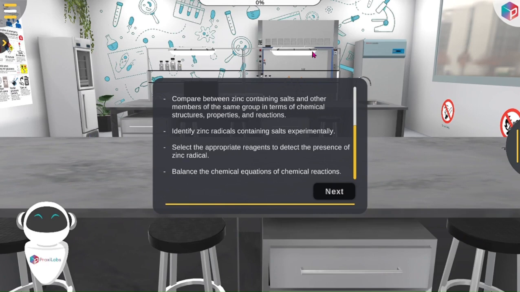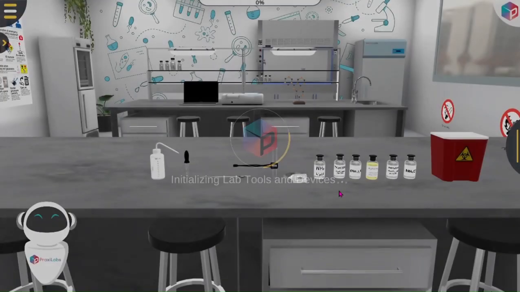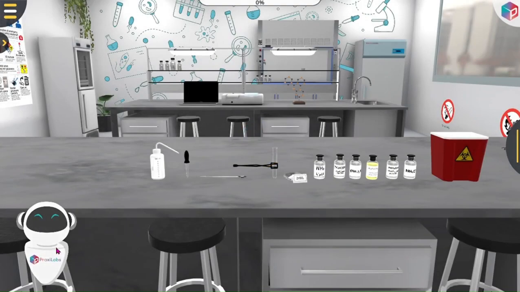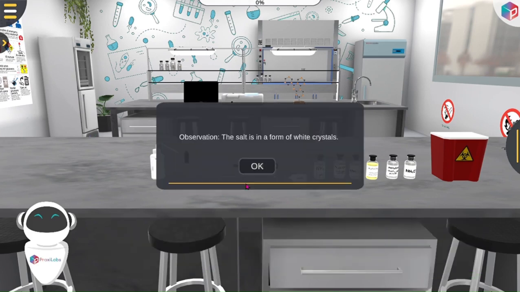Let's begin. You can track your progress using the progress bar at the top of the page. Step 1. Choose the zinc sulfate salt from the table of salts. Observation: the salt is in form of white crystals.